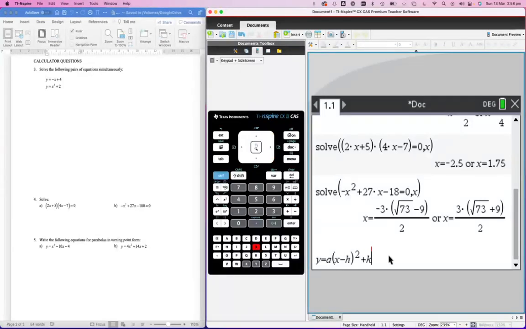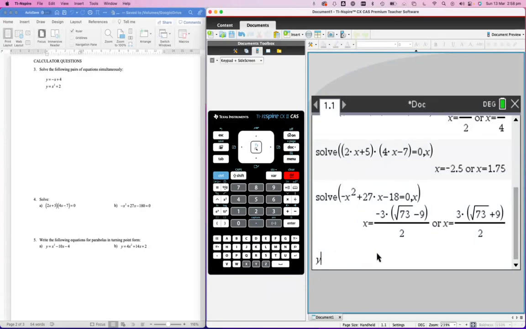That is turning point form. Okay, if h was negative, then that would be x plus something. If k were negative, that'd be minus something. A could be a decimal number or a fraction. So there's a few variations on a theme. A could be 1, in which case the A would be missing in action, but would be implied there to be 1. So there's a few ways that might look, but that's the format you have to get it into.